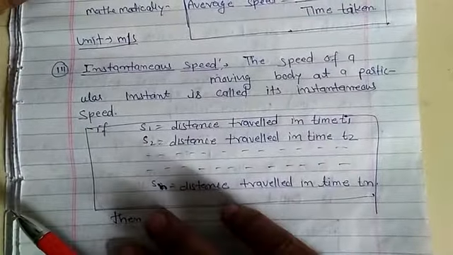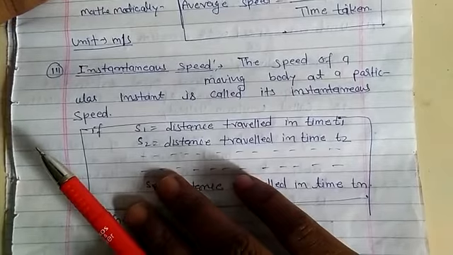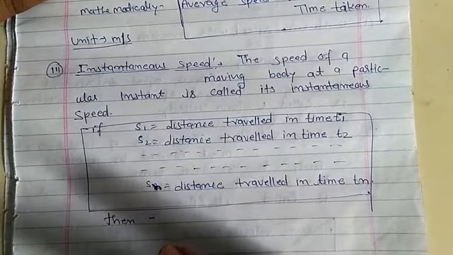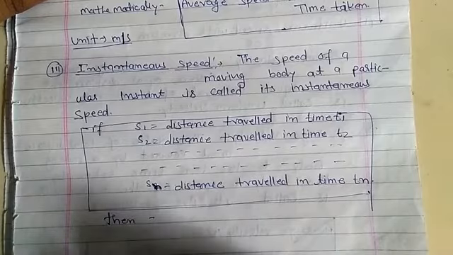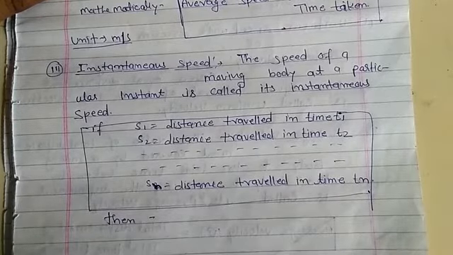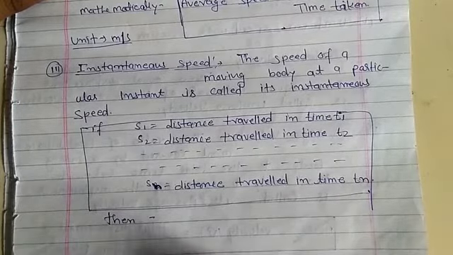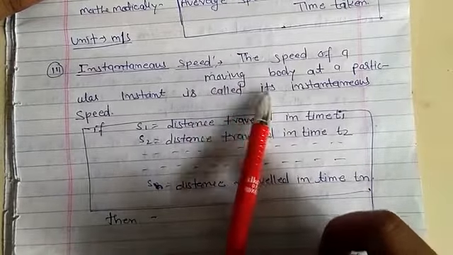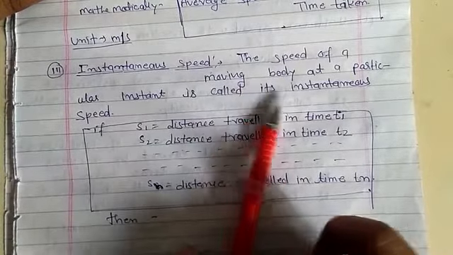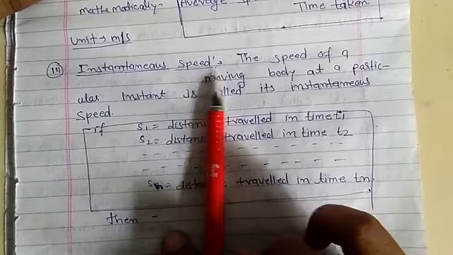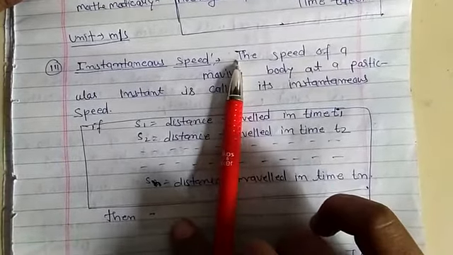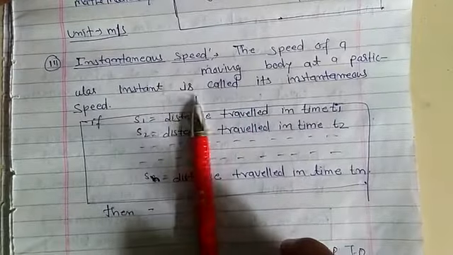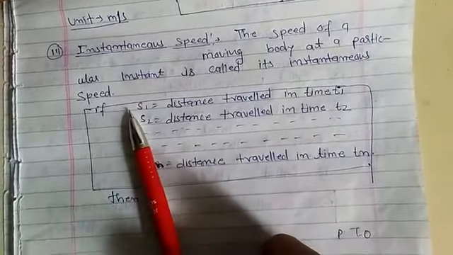The speed at any instant of any moving body. It means consider any object moving along a straight line or along any path, and you have to know the speed of the moving object at any instant of time. Then the speed at any instant of the moving object is said to be instantaneous speed. The definition is: the speed of a moving body at a particular instant is called instantaneous speed.